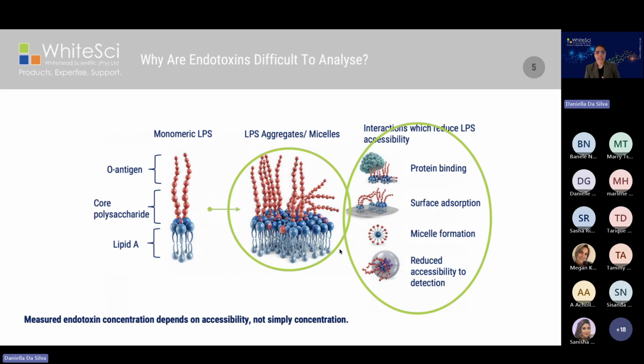So what does this mean in practice? It means that two samples containing exactly the same endotoxin concentration may not necessarily behave the same way during testing. In many cases, what we measure is not simply endotoxin concentration, but technically endotoxin accessibility. And this is where much of the analytical complexity associated with endotoxin testing really begins.